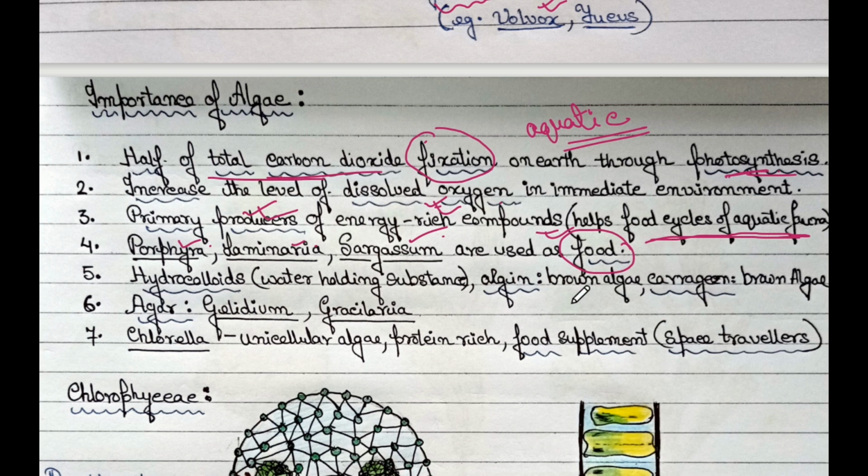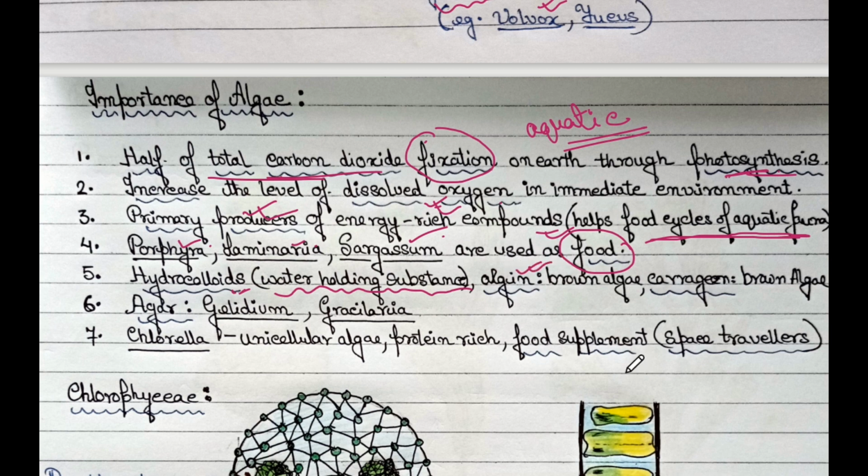Now comes a very important substance that is produced by algae. These are hydrocolloids. What are hydrocolloids? These are water holding substances. So let us understand, there are two very famous and very important hydrocolloids present in the algal system.